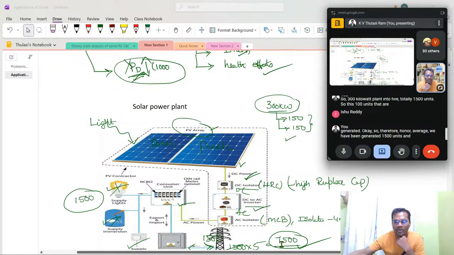And how many rupees are generated? 7500 rupees is the saving due to this holiday. That is what you have to understand. Hope you got clarity. Yes, sir. This is a very innovative technology, and that is why we implemented it in our campus.